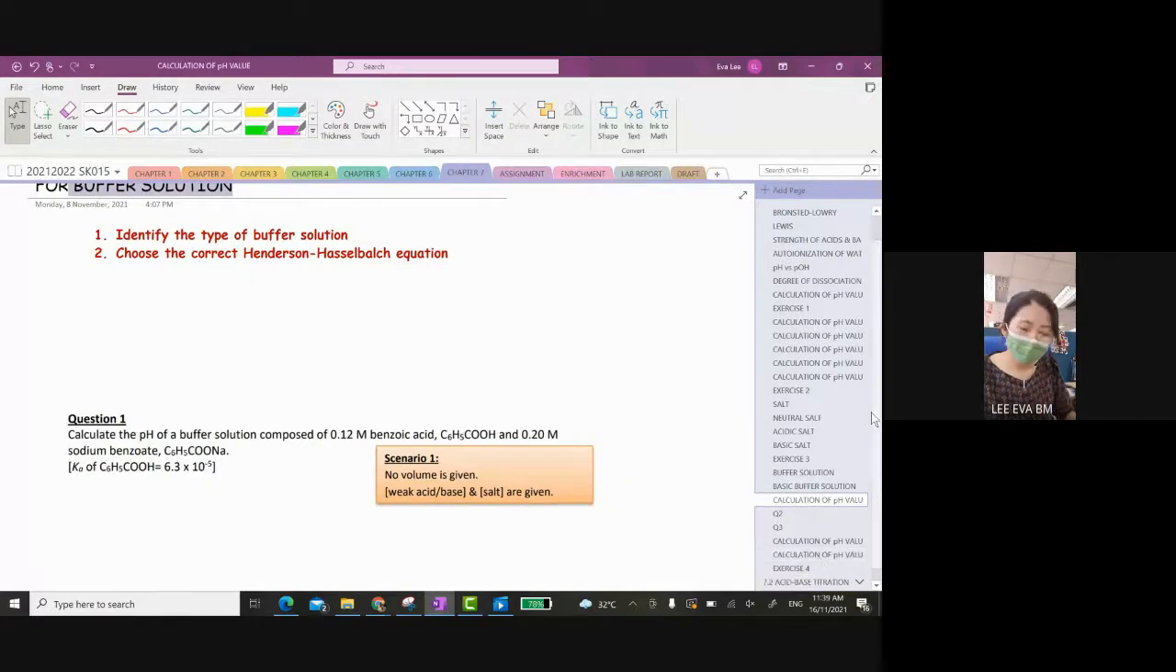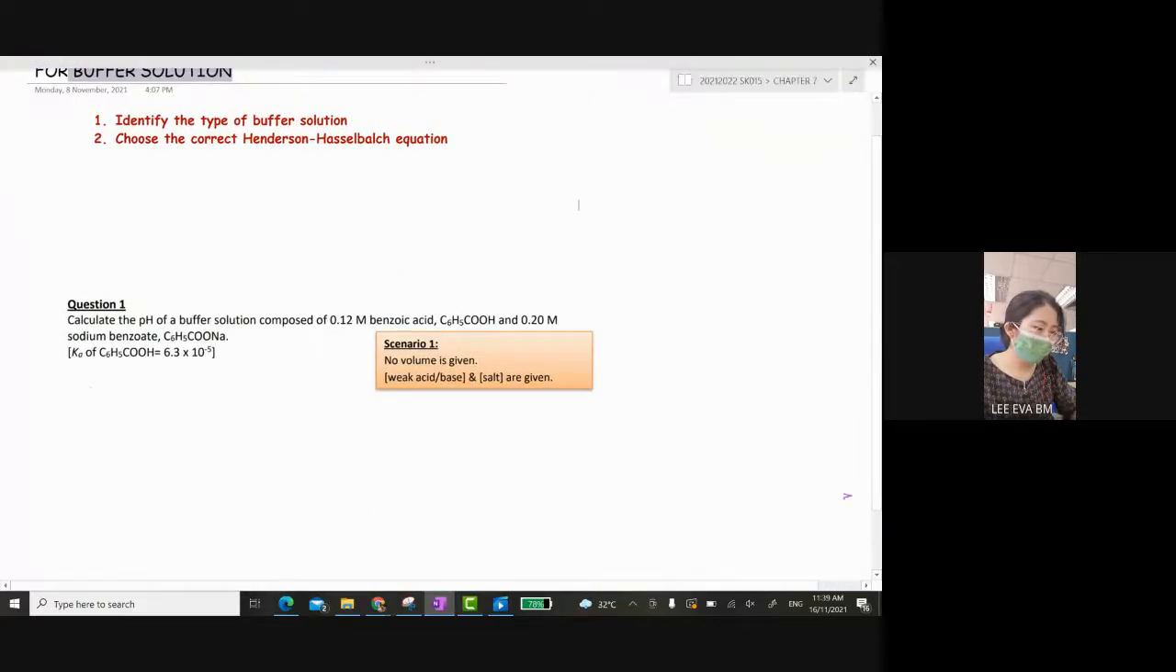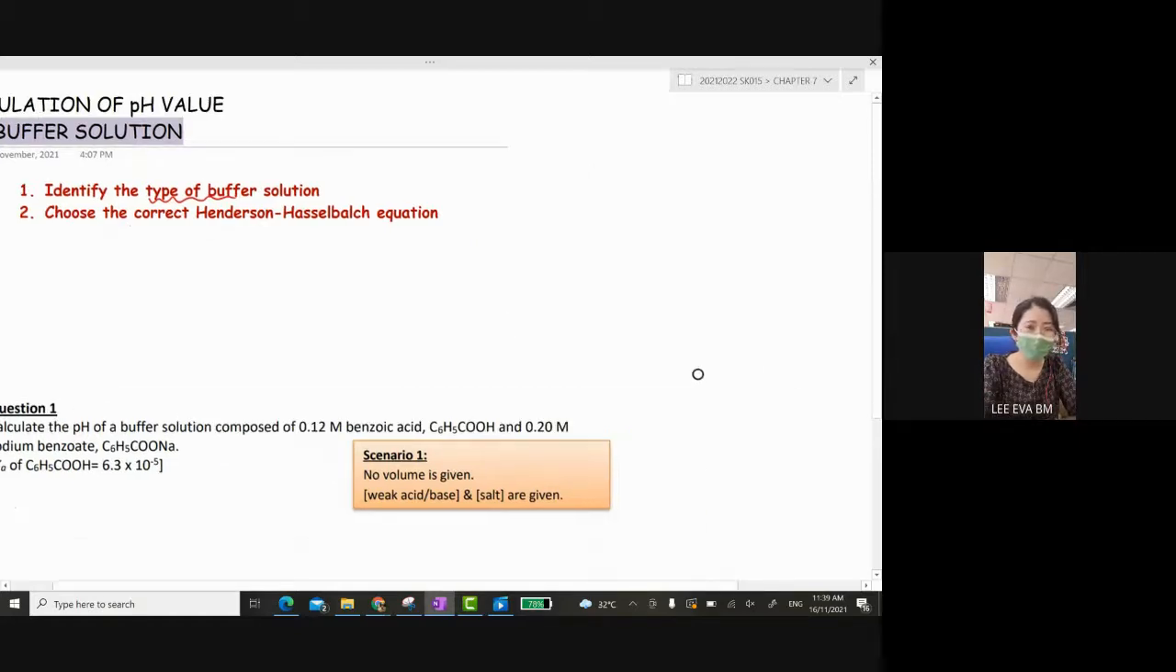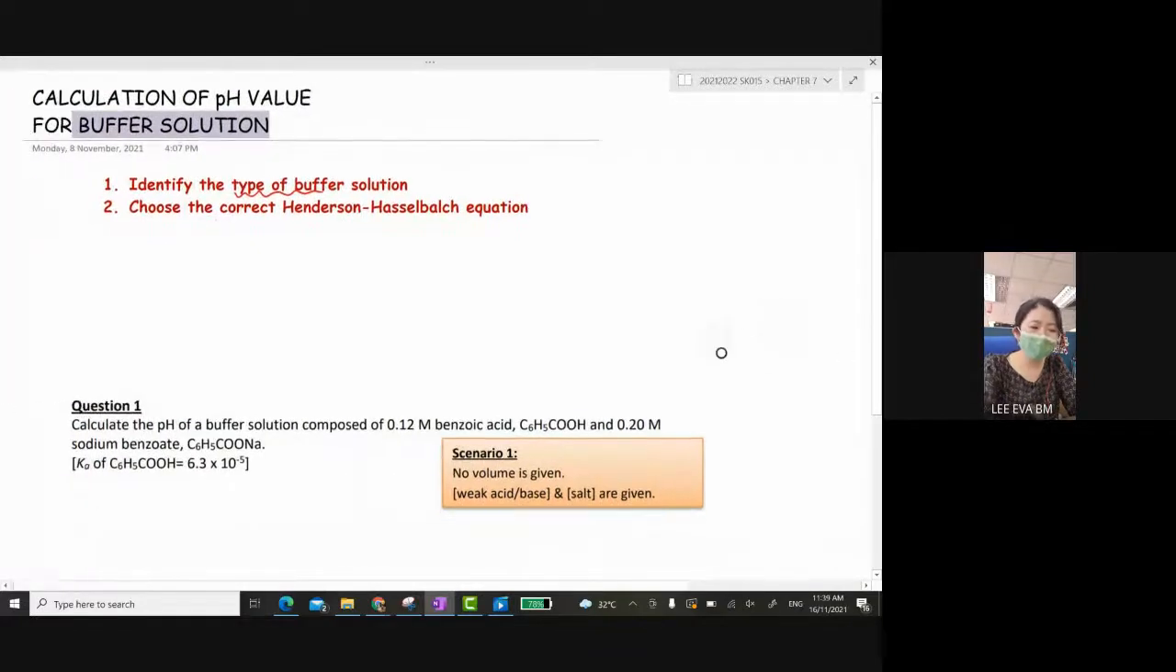Okay, then let's start with your calculation. Get ready with your paper; you need a piece of paper. The working is not very long, but it needs some space. To calculate the pH value of a buffer solution, first you need to determine the type of your buffer. Is it acidic or basic? After you determine the type, you need to choose the correct equation. Are you using pH or pOH? So you choose.